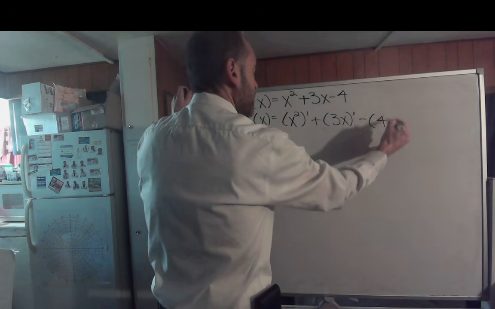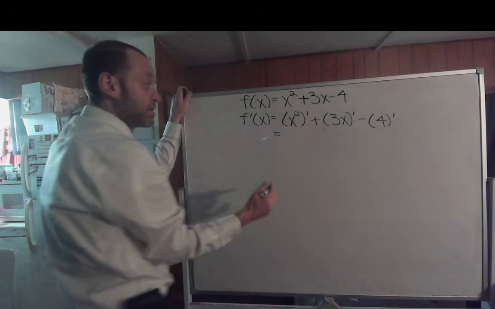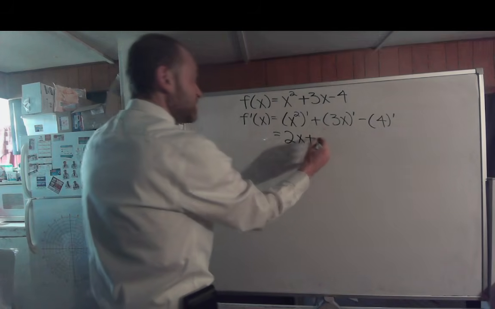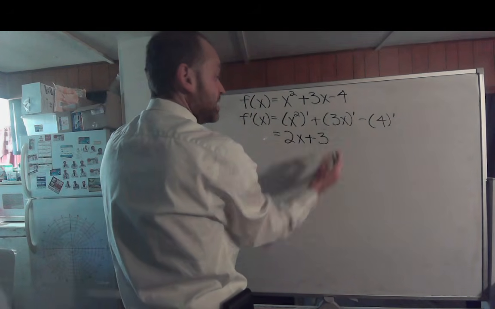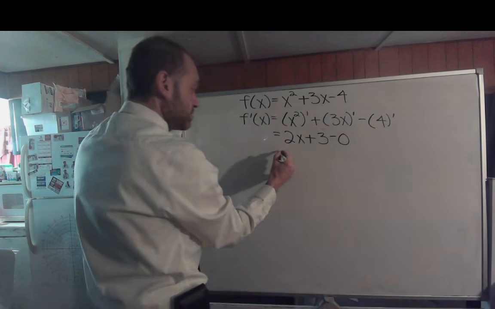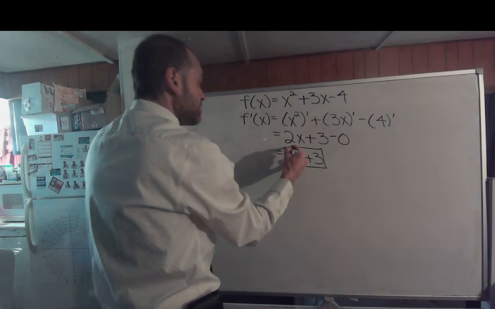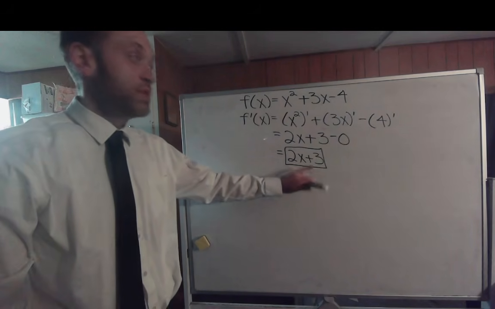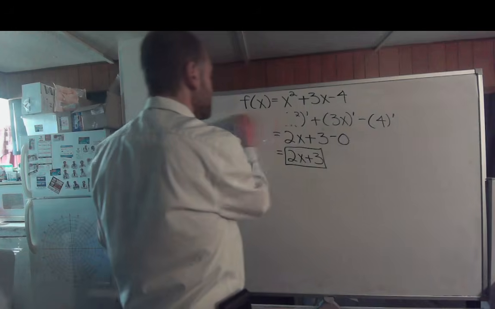minus that 4 prime. Well, the derivative of x squared, that's going to be 2 times x to the first, or 2x, plus if I take the derivative of 3x, that's just going to be 3, and then minus the derivative of 4, that's 0. So my derivative would just become 2x plus 3. Using the sum and difference of derivatives, f prime of x is just going to be 2x plus 3. That's the derivative of the function. Let's do another.